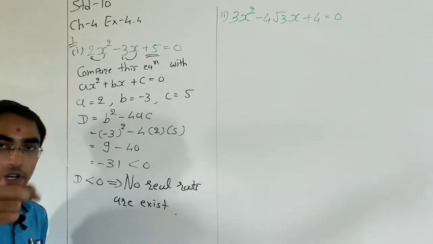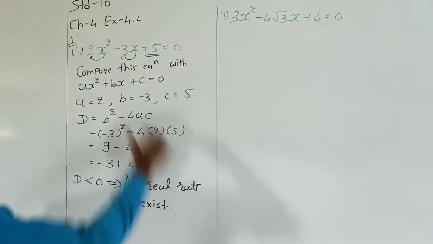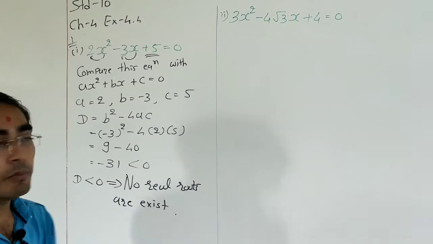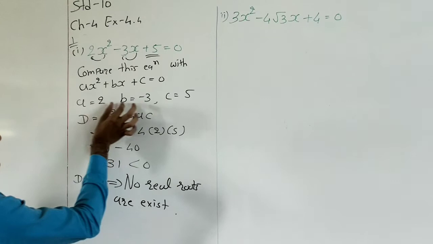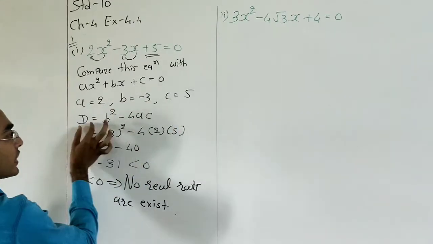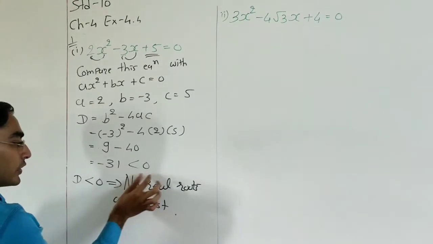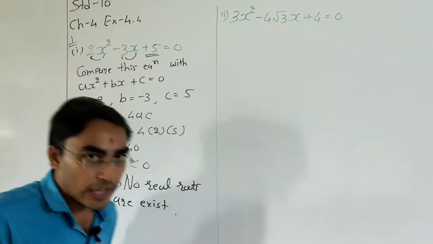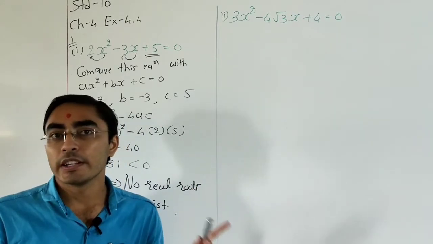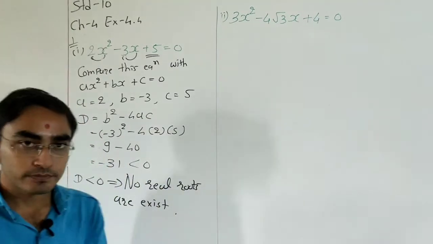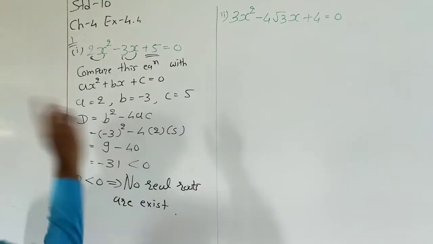First of all, you need to find discriminant D, and for that you want a, b and c. So compare your equation with the standard form ax square plus bx plus c is equal to 0. Then you will get the values of a, b and c. Then D is equal to b square minus 4ac. Find the answer. If D is less than 0, no real roots exist. Here no real roots exist, so we do not need to find the roots. Here our question 1 is complete. Now, question number 2.